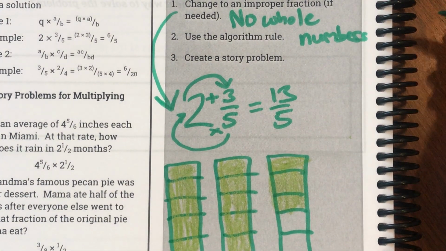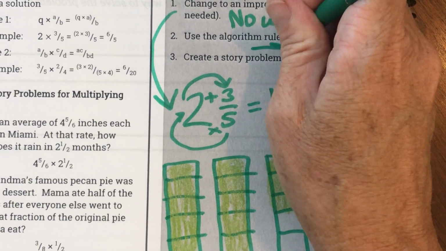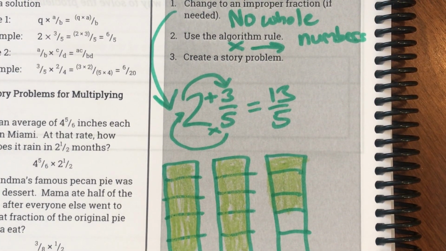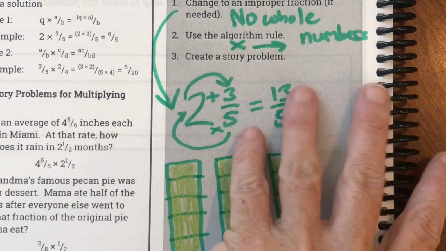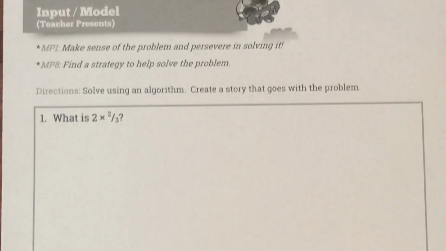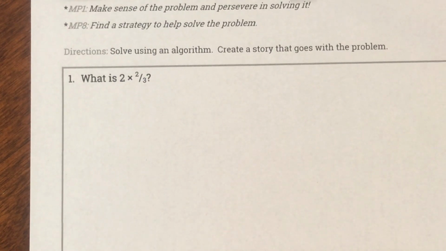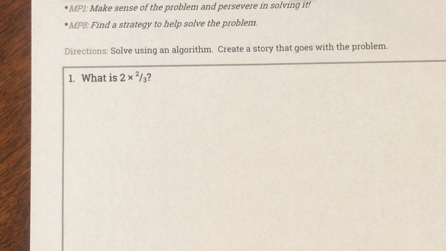We're going to use the algorithm rule. The algorithm rule is we just multiply straight across. And we're not going to be creating a story problem for these. Okay, so I'm going to get started. Here is my first problem. Okay, and my first one says 2 times 2/3.